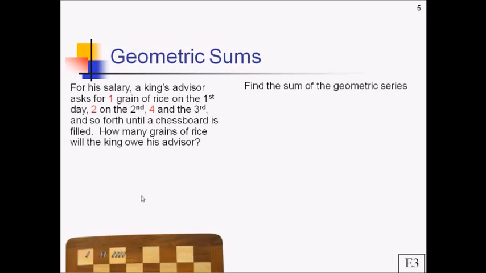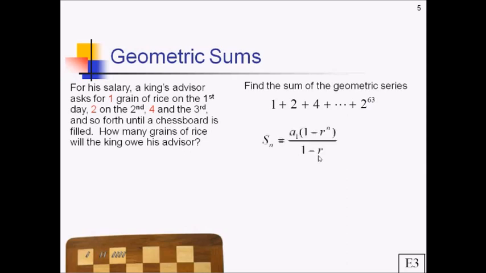So we're basically asking for the sum of a geometric series, because we have a common ratio here. So we're starting with 1 plus 2 plus 4, so on and so forth, until we get to that 64th square. That last term is going to be 2 to the 63rd, because that first square was 2 to the 0, so it's 64 minus 1 there. So pause the video and see if you can figure out how much rice the king owes his advisor.